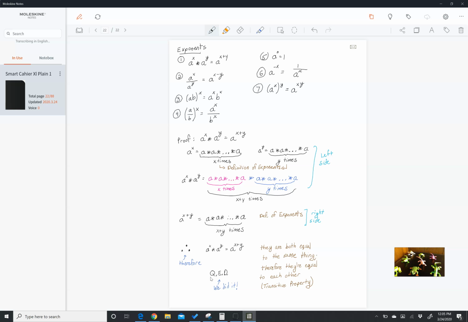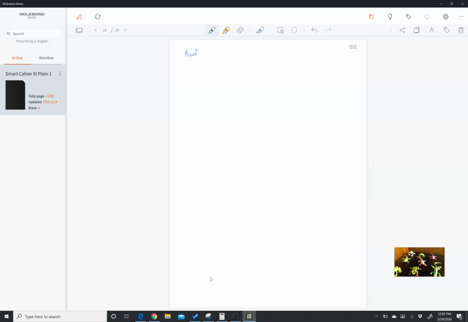Okay, let's do another one. Let's do the distribution one. So another proof, this time we're going to do ab to the x is equal to a to the x b to the x. Okay. So this is our distributive property for exponents. And we're going to do the same thing. Okay, we're going to make the left side equal to the right side.